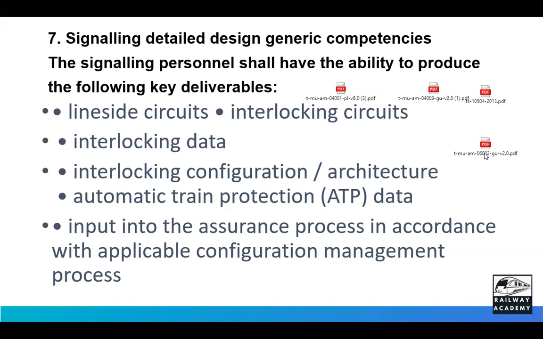So all the interlocking data which is required for your logic, okay. And then the configuration, the architecture, especially for your electronic interlocking and SSI interlocking, how the whole structure of the interlocking has to be done, what is the configuration of the architecture, all that has been explained in the PDF which is given.